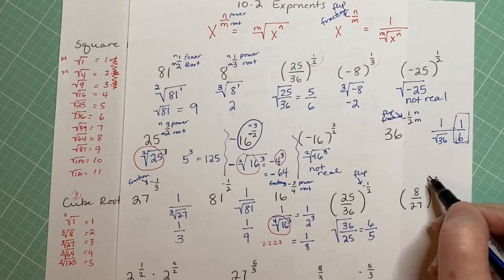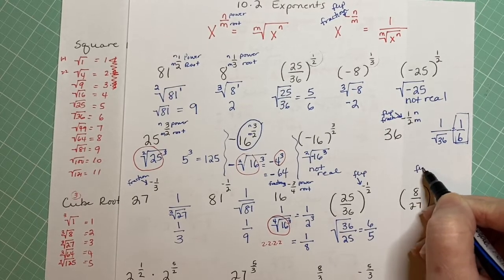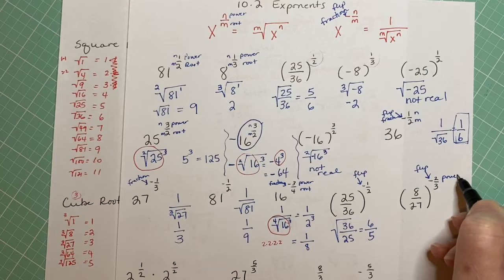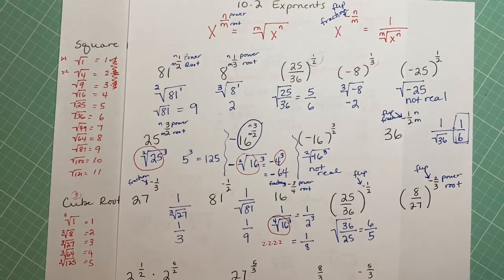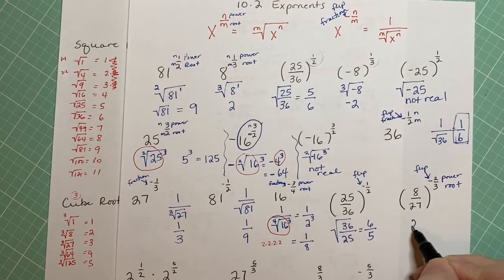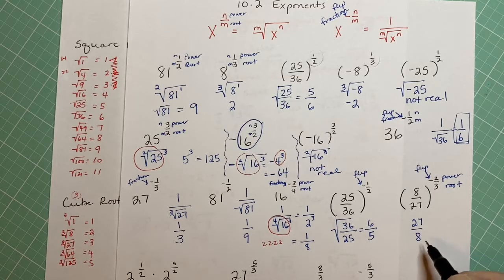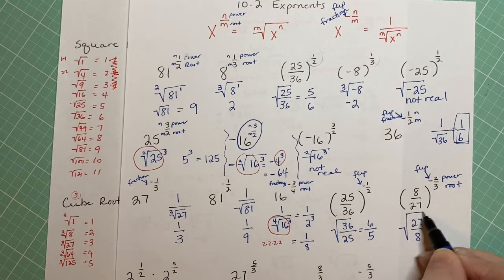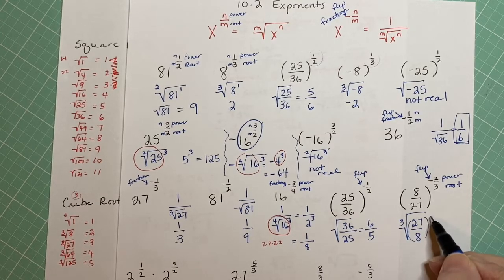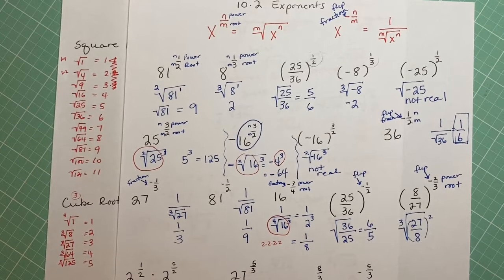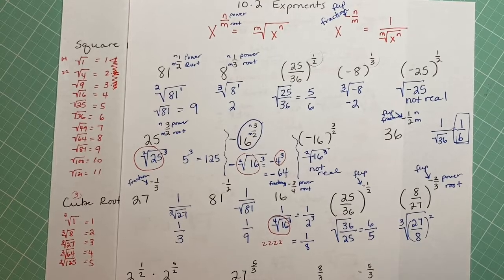So then let's look at this last one. Again, the negative flips it, and this is power over root. So first we're going to flip it and make it 27 over 8, and then it's the cube root all to the second power, which seems like a lot, but okay, so again, let's cube root it first.